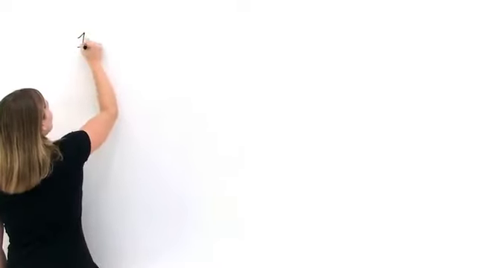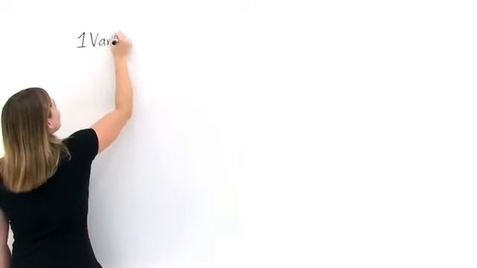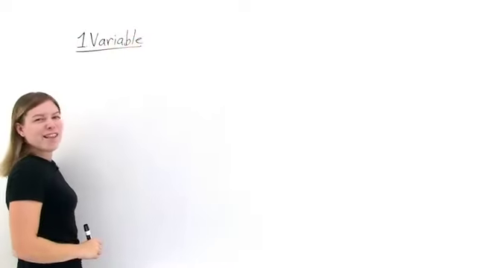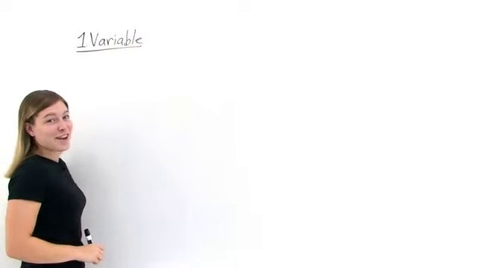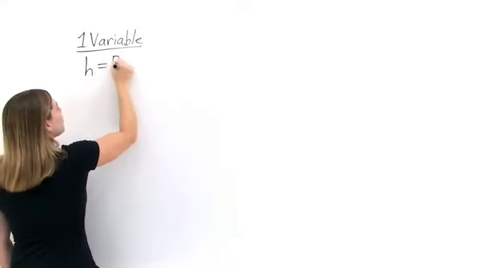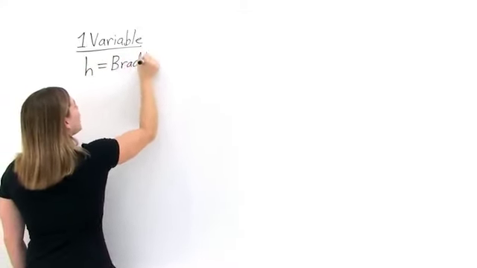To find Brad's height today, we first need to choose a variable to represent this. So, let's pick a variable. Let's pick h. H seems like a good variable to pick for height. So, h will be equal to Brad's current height.